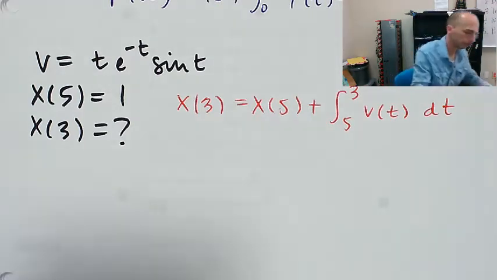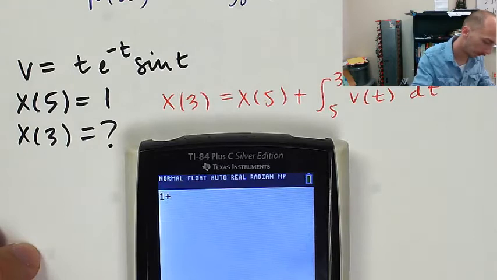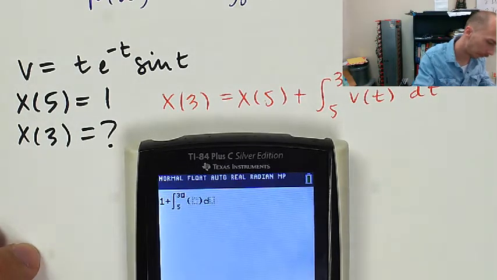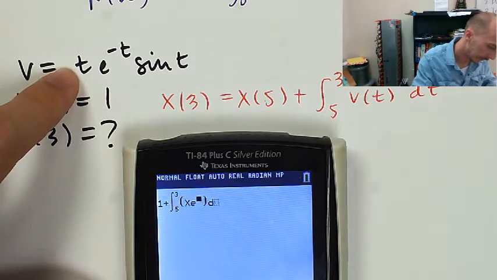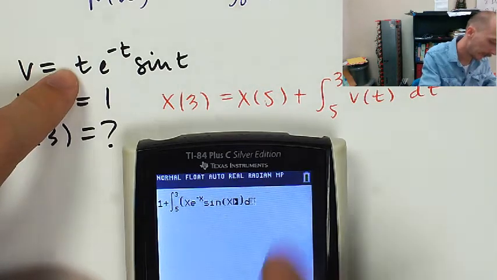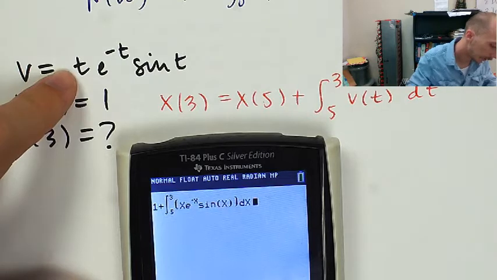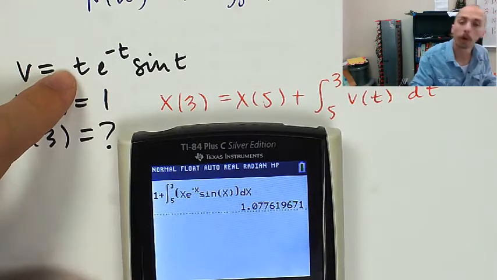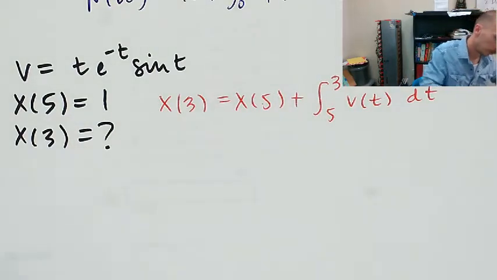Yeah, there we go. All right, so I'm going to say x of 5 was 1, so 1 plus the integral from 5 to 3 of velocity is t e to the negative t sine t. Make sure you're in radian mode when you hit that sine button. And then 1.078. Always three decimals in this class.